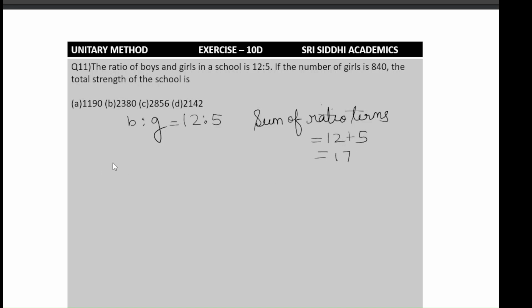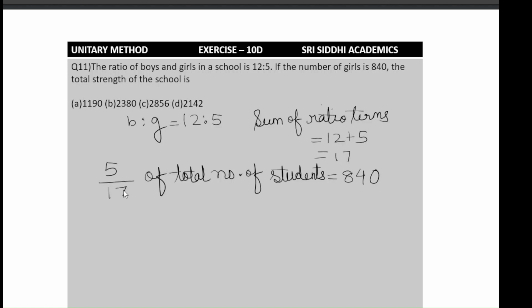Okay. So now 5 is the ratio term for the girls. So 5 by 17 of the total number of students in the school is equal to, it's given to us, how much it is. 5 by 17 of total number of students is what? The strength of the girls, means the total number of girls studying in the school. So that is equal to 840. So I can equate like this: 5 by 17 of the total number of students is equal to 840.